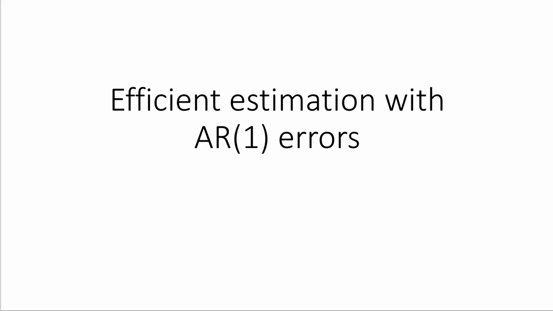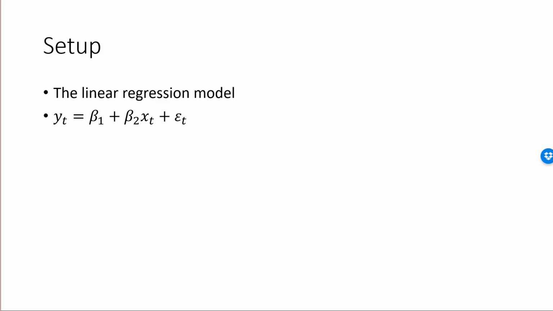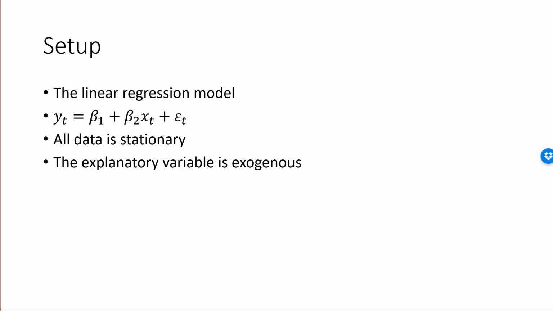And the special case is that we have a static time series model and the error terms follow an AR(1) process. So this is the setup of this lecture. We have a linear regression model. We have only one explanatory variable to make it simple. It's static, so I don't have any lagged x or y variables. Two of the four Gauss-Markov assumptions are satisfied. The data is stationary and the explanatory variable is exogenous.